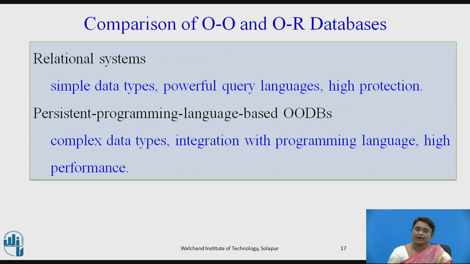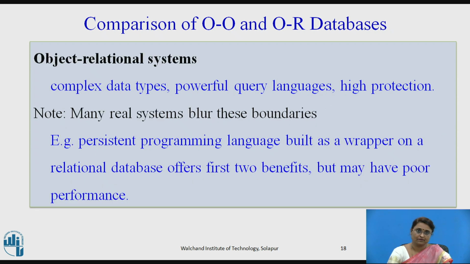Now, if we compare object-oriented databases with object-relational databases, then in the relational database it is a simple data type. It has a powerful query language with high protection. Security is very high in the normal relational systems. Whereas in the persistent programming based object-oriented databases, the data types are complex. Integration with the programming language is easy. The performance is high because the language itself is extended with the features of your databases, therefore it may provide high performance.